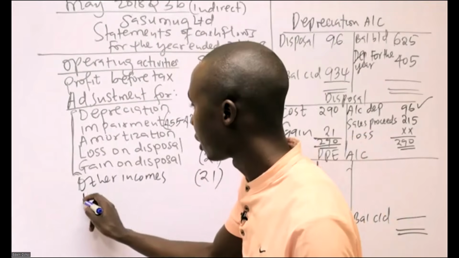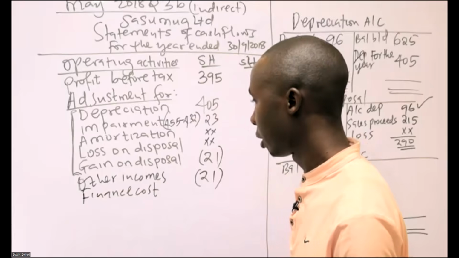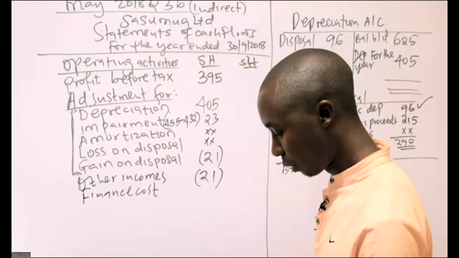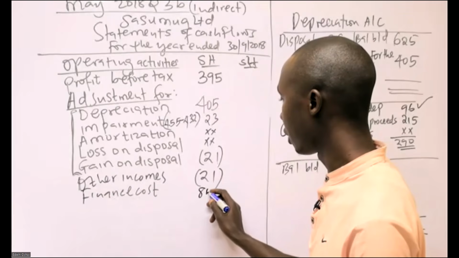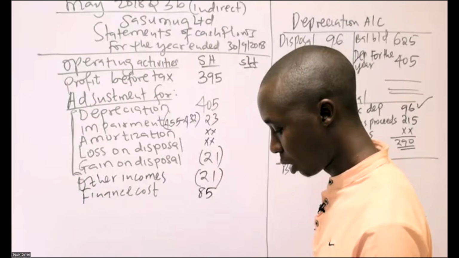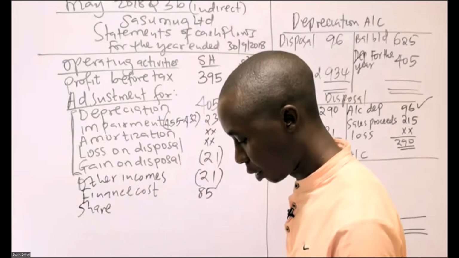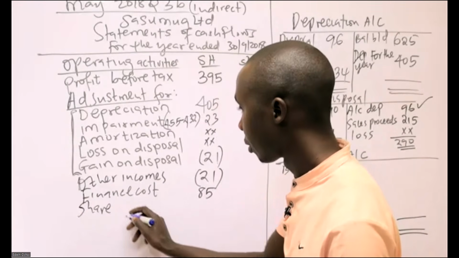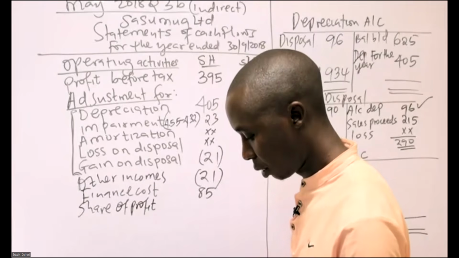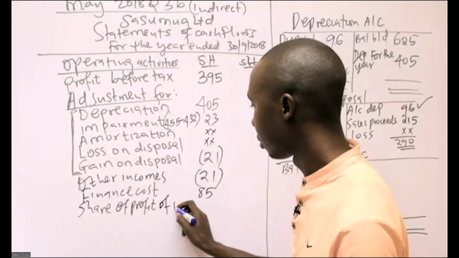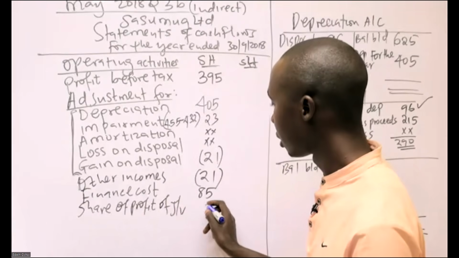The next item is finance cost. So what about the finance cost? It was subtracted, the 85. We add. Then we have the share of profit, the share of profit of joint venture. So the share of profit of joint venture, it was added, we subtract.